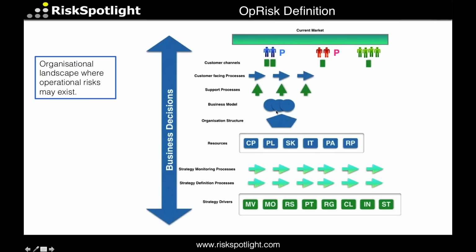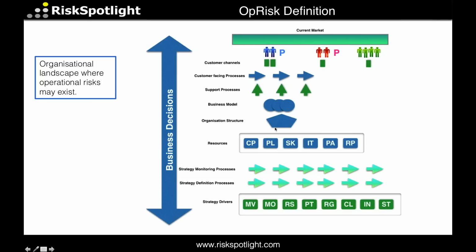Then you have the business model, which is supporting all the customers and the channels. So from a business model perspective, are you just selling mainly online, or are you selling mainly through branches? So what sort of business model have you selected? And again, each business model will come with its own set of operational risks.